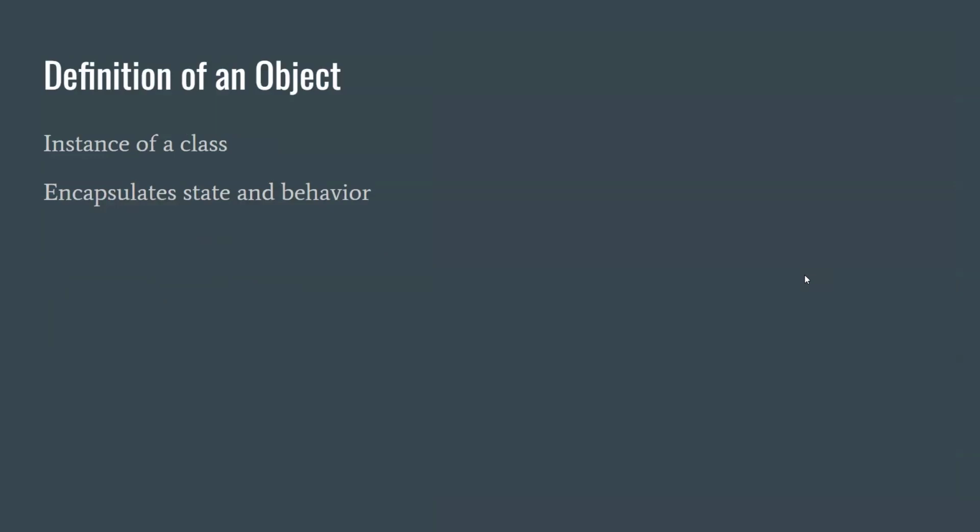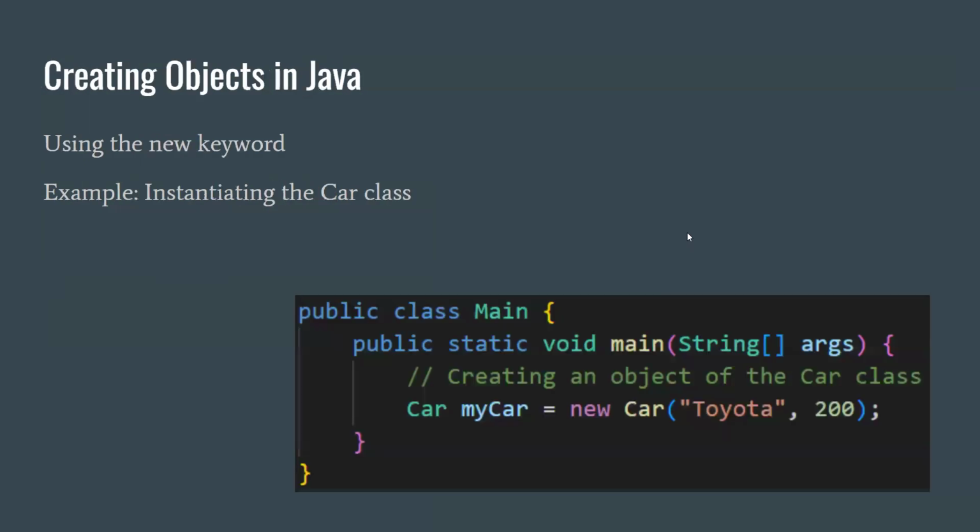Definition of an object. An object is an instance of a class. We talked about a class being a blueprint. If we were to continue using that analogy, an object would be a house built from that blueprint. Each object has its own set of fields and methods defined by its class, but can hold different values. Objects are the fundamental building blocks in Java and object-oriented programming.